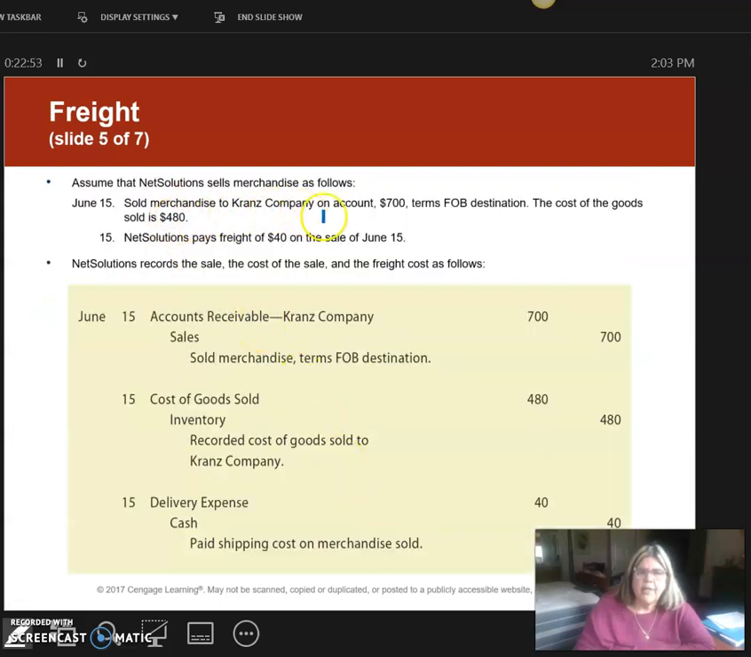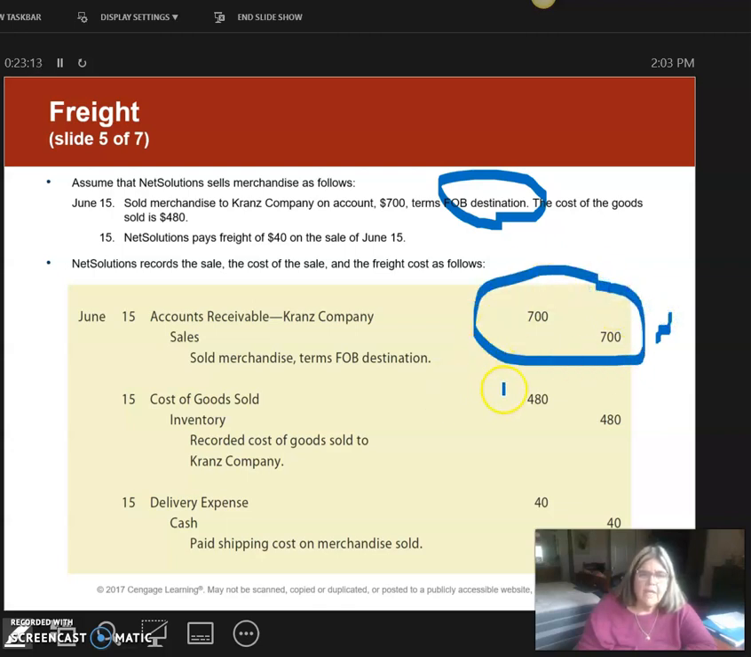So I sell merchandise to Cran's Company on account, $700, terms FOB destination. That tells me who pays the freight. I do. And the cost of goods sold is $480. Remember, I'm selling. I need two journal entries. So here's the journal entry right here for the sale. Here's journal entry number 2 to reduce the inventory. And here is the delivery expense that I'm paying. So basically, I'm paying for shipping. So it's really important to know who is responsible for freight and who actually pays the freight.